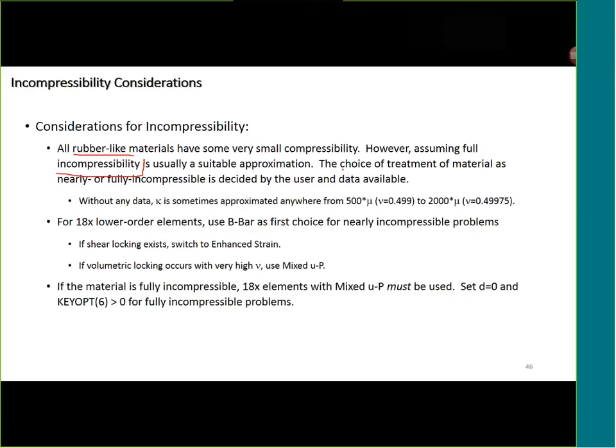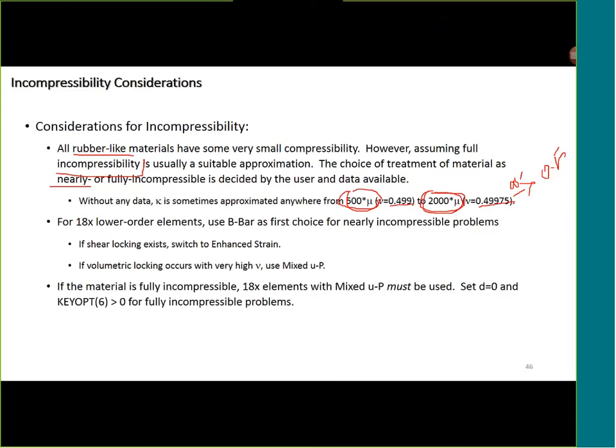In such cases, you can use the nearly incompressible feature, so that you can assume the bulk modulus as 500 times mu, which will correspond to approximately 0.499, or when you assume the bulk modulus is 2000 times mu, you are going to the limit of 0.5. Okay, so this is the approximation you can make: 500 times the initial shear modulus or 2000 times the initial shear modulus.